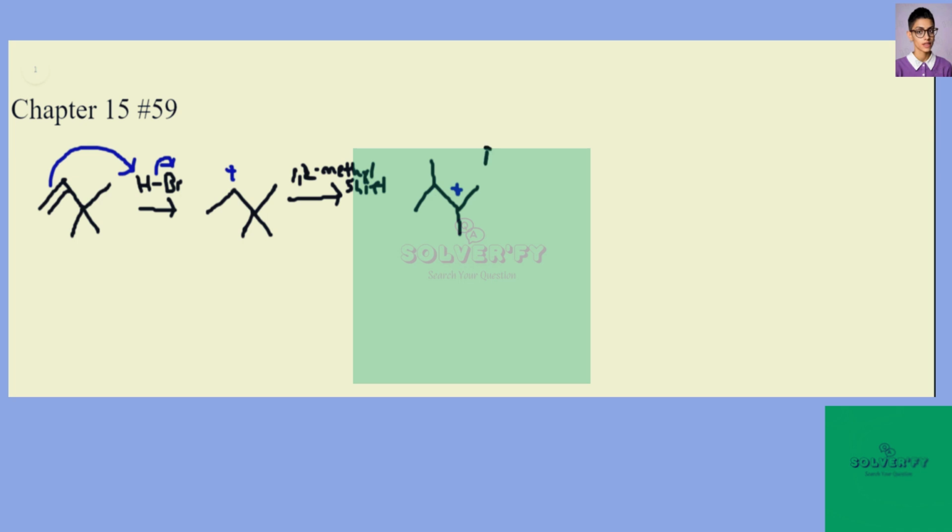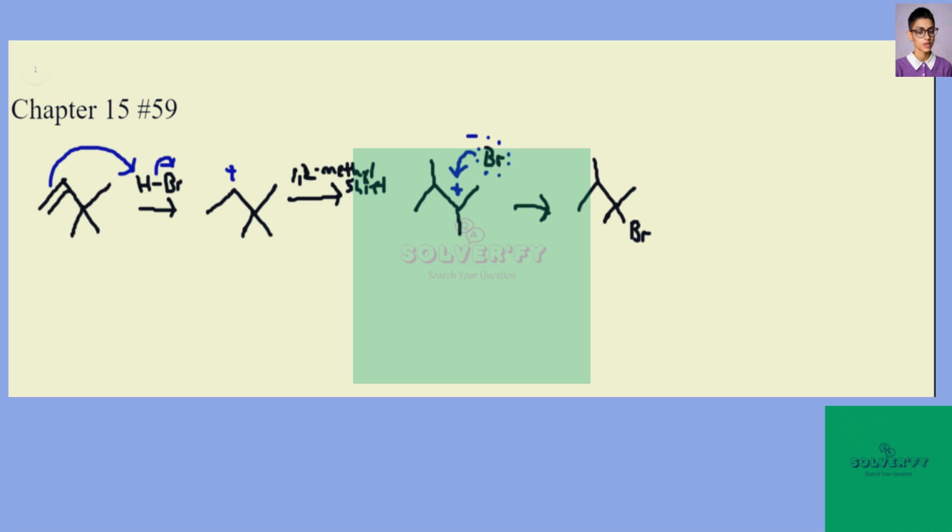And so now the bromide that we formed in the first step of this mechanism can come and attack and add there. And so we get to our product, which is this. Okay, so 2-bromo-2,3-dimethylbutane.